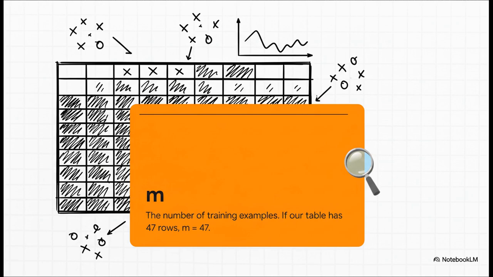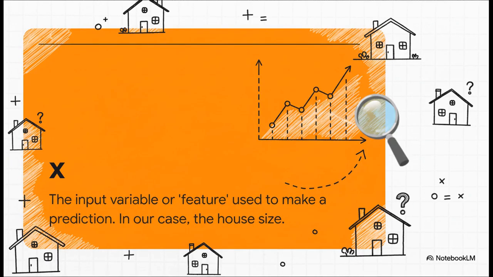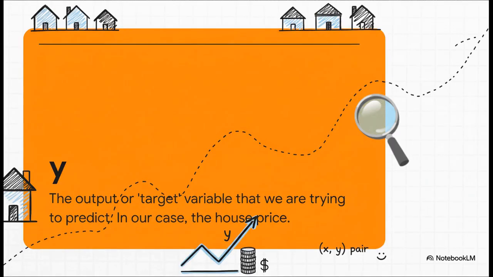Simple as that. Next up, the input variable. That's the piece of information we're using to make the prediction. We call this x. So in our example, x is the size of the house. You'll also hear this called an input feature. And that brings us to the output variable, the thing we're actually trying to predict. We call this y. It's our target variable. For us, y is the price. So you can think of every single row in our data as a little pair, an xy pair.